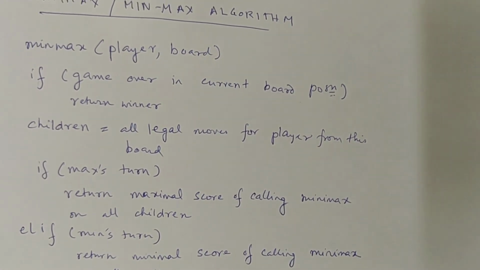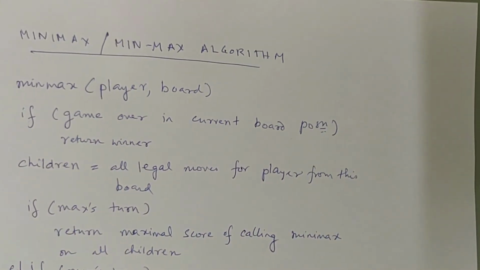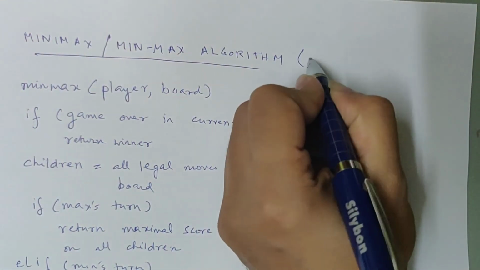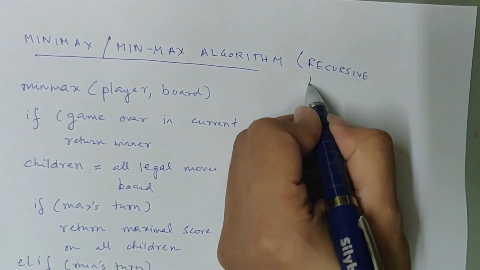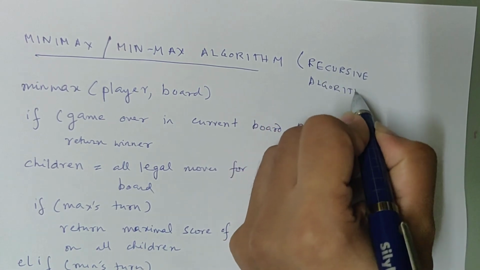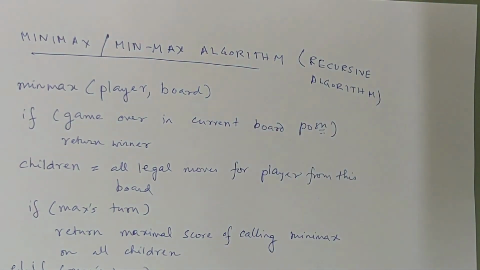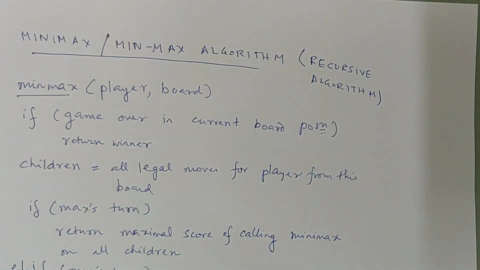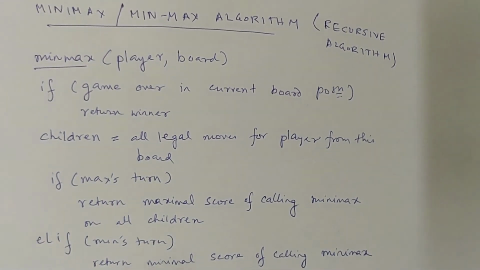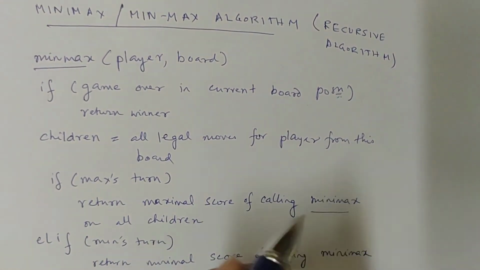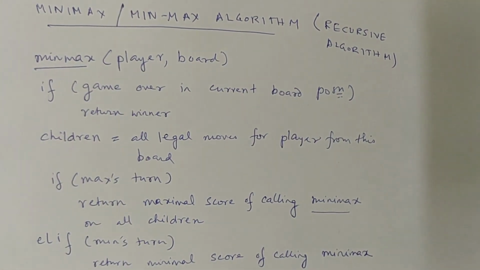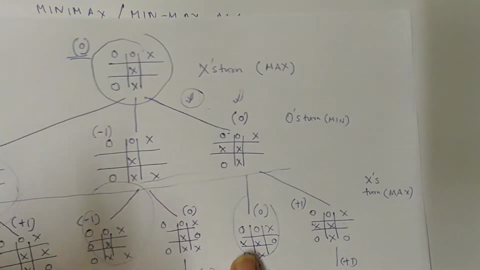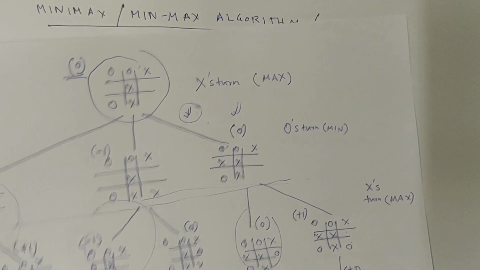The min-max algorithm is actually a recursive algorithm. All of you must have heard of this class of algorithms in which the same function is called from within itself. Min-max was the function which we have written, and we have called min-max from within min-max. So it's a recursive algorithm. So how is it actually working? See what we have done. We have started with this state.